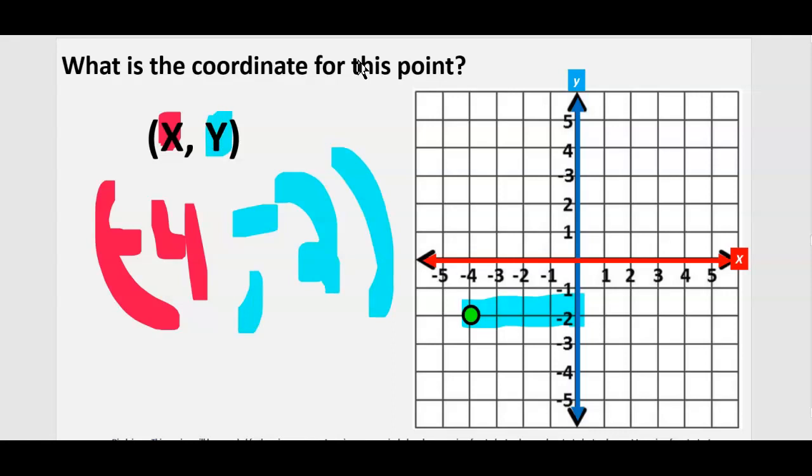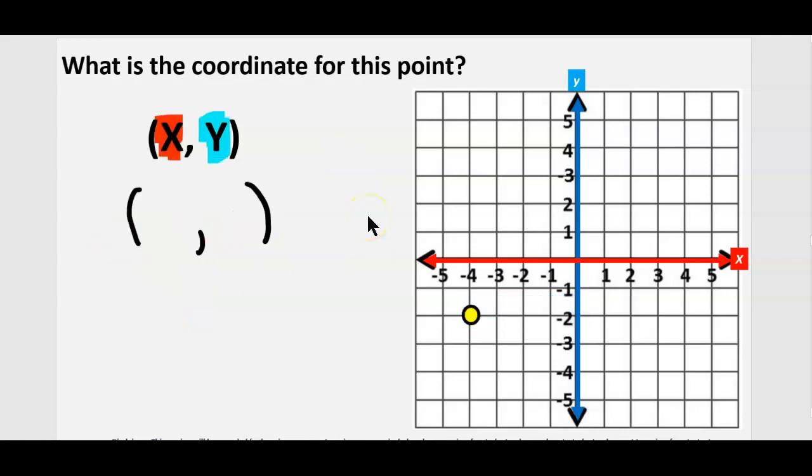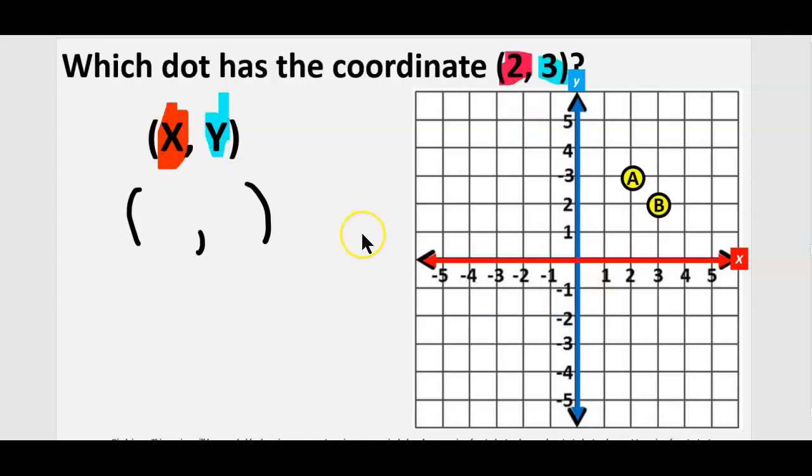So here we go. How about this one? We already did this one. Okay, I think we're getting the idea here. Let's just go. Which dot has the coordinate 2, 3? Is it A or B?